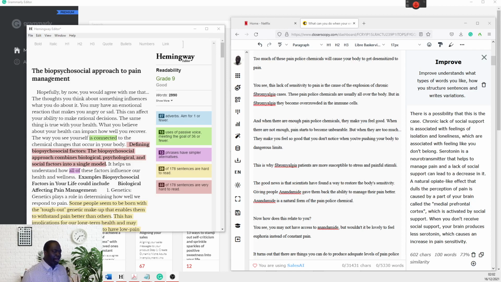Grade 10. And I know grade 10 seems like a good number, but in this case, grade 10 is the kind of writing that you write for university, PhD, academic type paper, which for a blog is as boring as hell. It's not good at all. So you want to sort of aim for anything below grade 6 and downwards. So it's grade 6 and downwards.